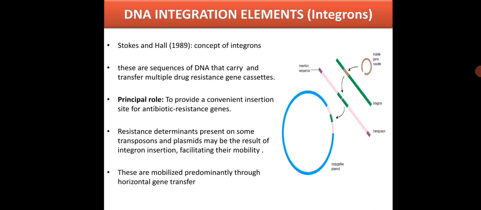DNA integration elements, also known as integrons. Stokes and Hall gave the concept of integrons in 1989. These are sequences of DNA that carry and transfer multiple drug resistance gene cassettes. Their principal role is to provide a convenient insertion site for antibiotic resistance genes. Resistance determinants present on some transposons and plasmids may be the result of integron insertion, facilitating their mobility. These are mobilized predominantly through horizontal gene transfer.